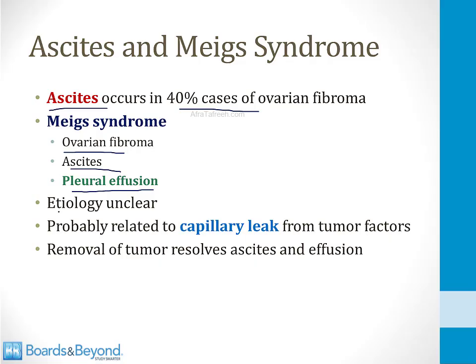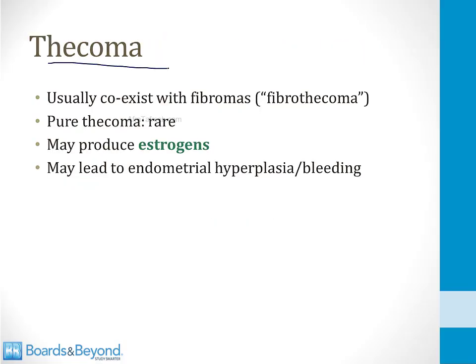The etiology of the fluid collections is unclear. It's probably related to capillary leak from tumor factors, although there's lots of debate about what causes this. But importantly, when you remove the tumor, that will resolve the ascites and the pleural effusion. And once again, this is because this is a benign tumor and the ascites and effusion are not from metastatic disease.